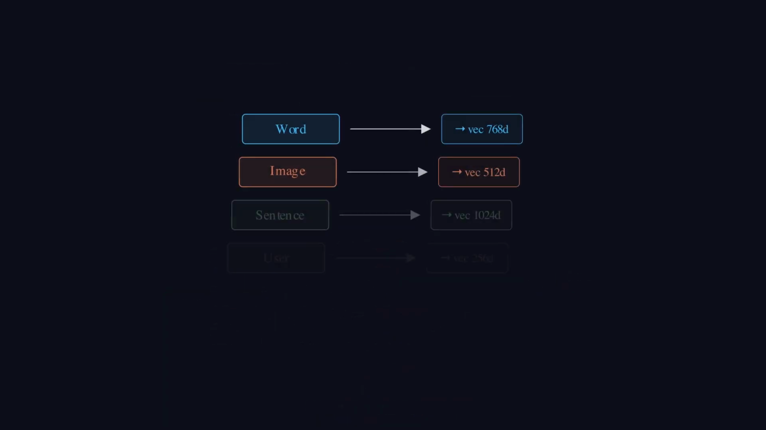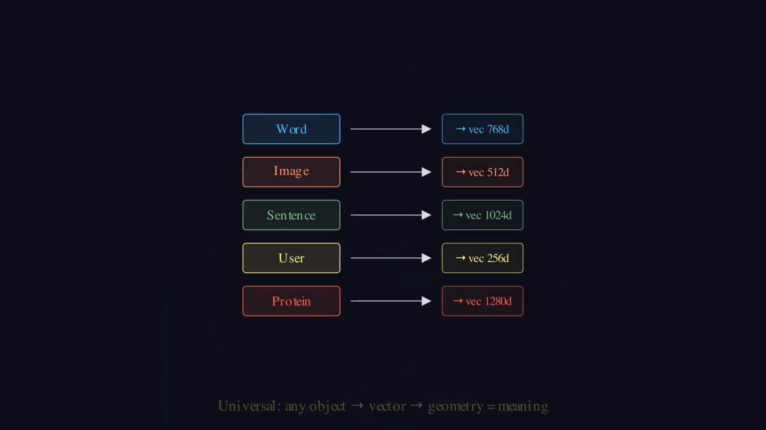Embeddings aren't just for words. Images can be embedded. A convolutional network compresses a 1 million pixel image into a 512-dimensional vector. Similar images have similar vectors. Sentences can be embedded. Sentence transformers compress an entire paragraph into one vector. You can search for similar documents by comparing their vectors.